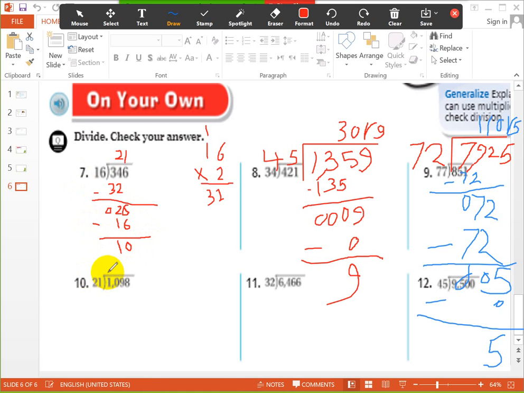So can I divide 10 by 16? No. So this will be what? It will be a remainder.